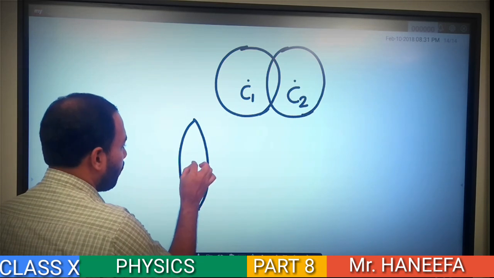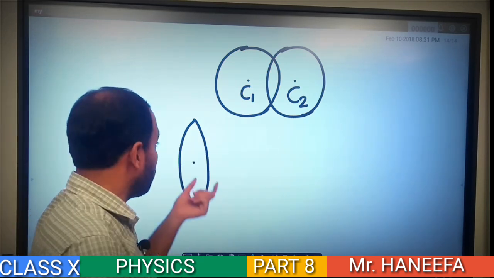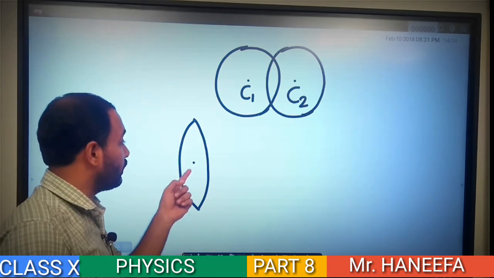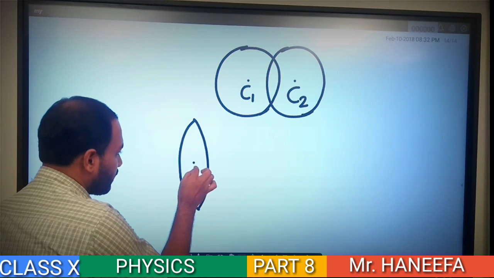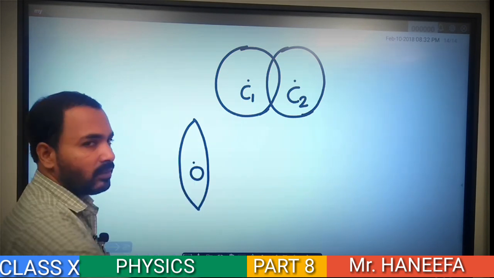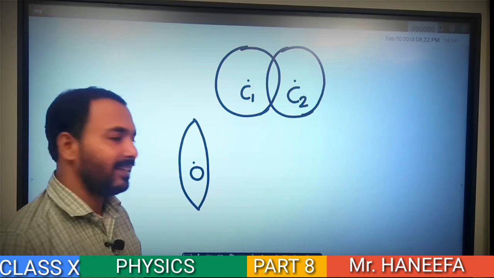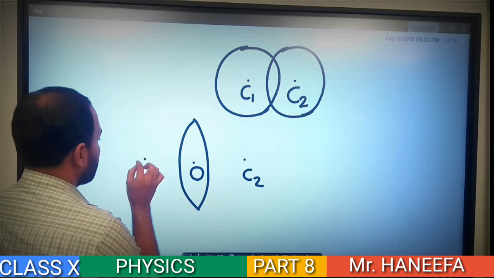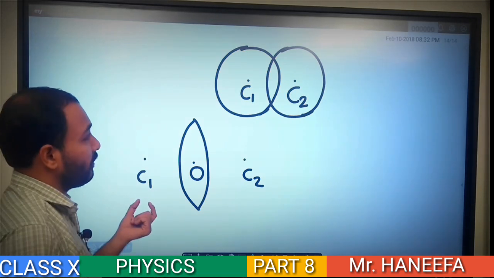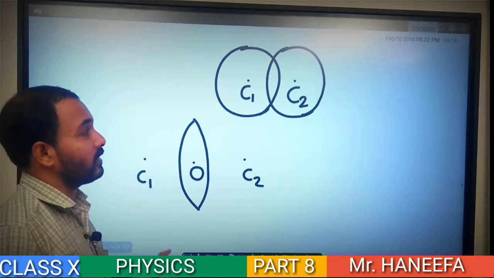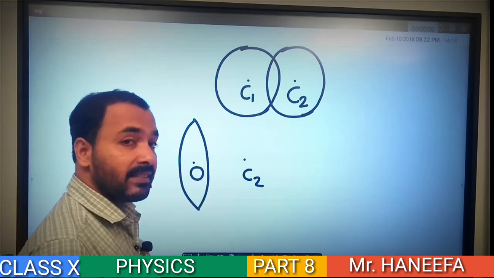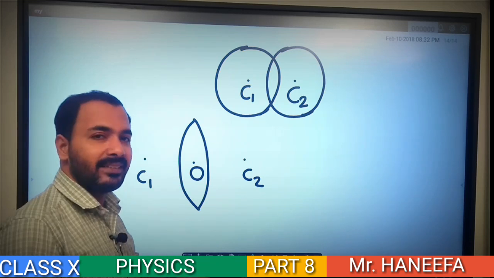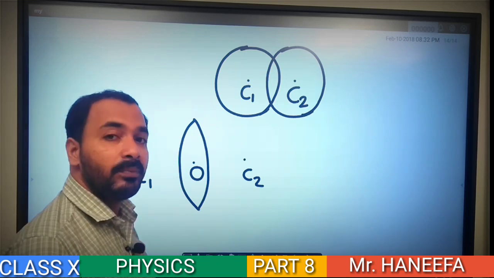Another term is optical center. The center of the spherical lens is called the optical center. The optical center is represented by the letter O. So here is C2, here is C1. What is C1? Centers of curvature of a spherical lens, two centers of curvature C1 and C2. What is O? Optical center. The center of a lens is called the optical center.